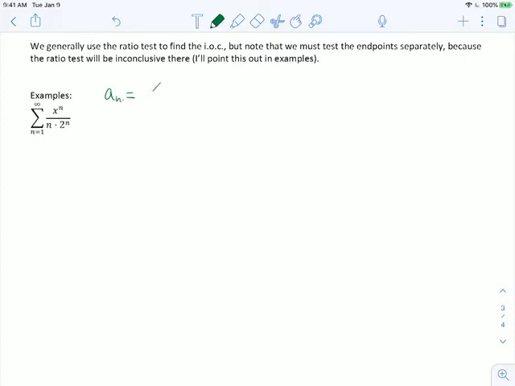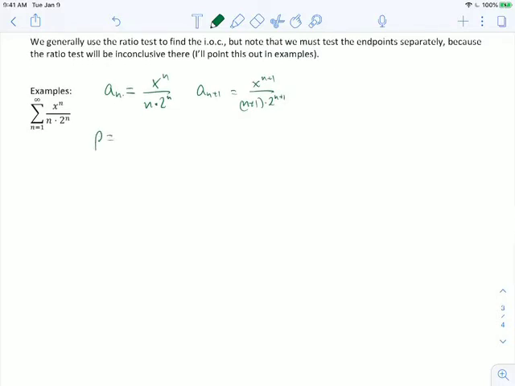And so if I'm applying the ratio test, I'm going to write out a sub n and a sub n plus 1. So a sub n is x to the n over n times 2 to the n, and a sub n plus 1 is equal to x to the n plus 1 over n plus 1 times 2 to the n plus 1. So I'm going to let rho be the limit as n goes to infinity of the absolute value of a sub n plus 1 over a sub n. And absolute value is going to play a big role here because our variable x could take on negative or positive values, and so we're going to need to keep absolute value around.